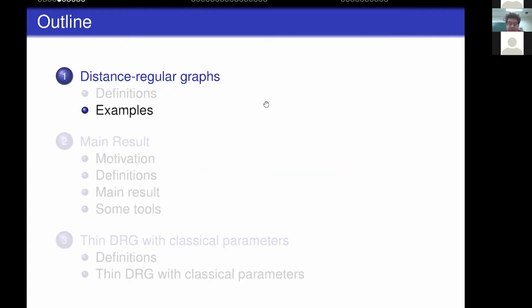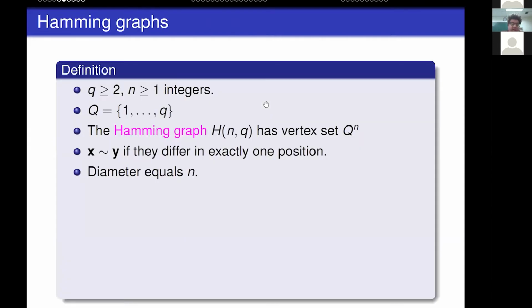So now I should give some examples of distance regular graphs. I will start with the Hamming graphs. The vertex set is the vectors of length n with entries in an alphabet of order q, and two of those vectors are adjacent if they differ in exactly one position, and the diameter equals n. And if I take q equal to 2, then I get the normal n-cube, and it is a distance regular graph with c_i equal to i.